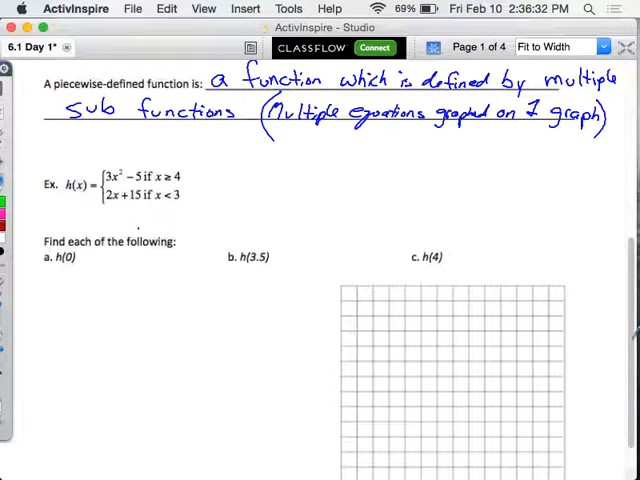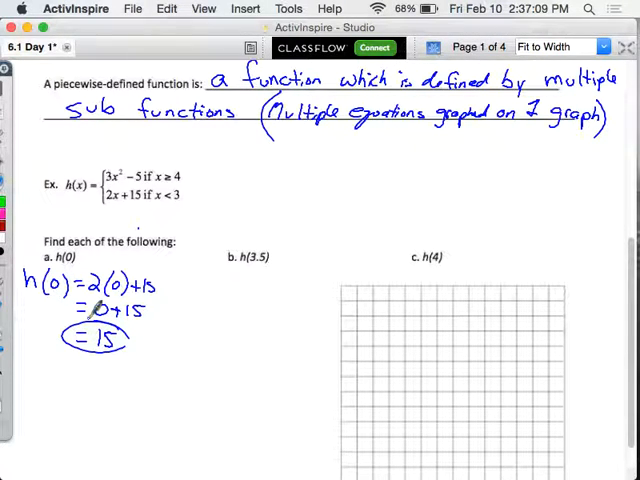It says find h of 0. So, do we plug it into the top or to the bottom? Well, 0 is less than 3, so we are plugging into the bottom one. 0 is not greater than or equal to 4, so we can't use the top. We have to use the bottom. So, to find h of 0, we're plugging into that bottom equation, plugging in 0 for x. So, we have 2 times 0 plus 15, which is 0 plus 15, which is 15.